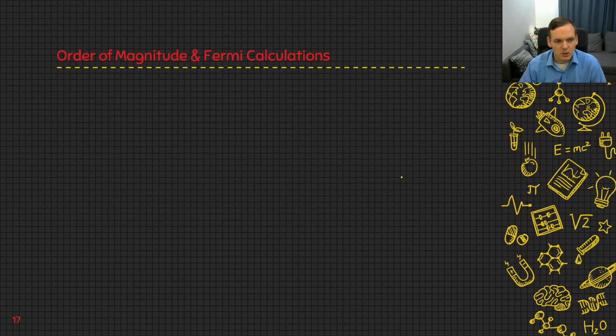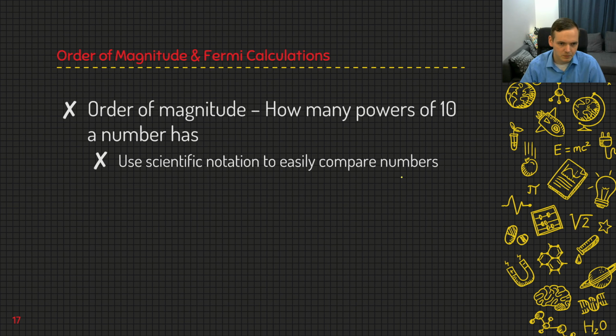The second thing that we can look at for evaluation is order of magnitude and Fermi calculations. Order of magnitude is how many powers of 10 a number has. If we have, for example, the number 1000, this has 3 powers of 10. We could rewrite this as 10 to the third. So the order of magnitude is how many of those tens are in that number.